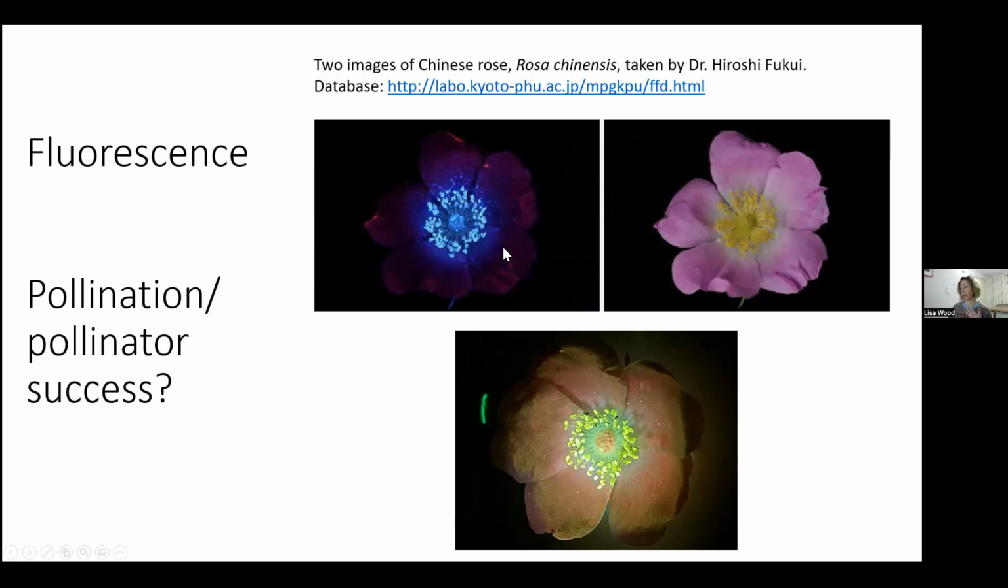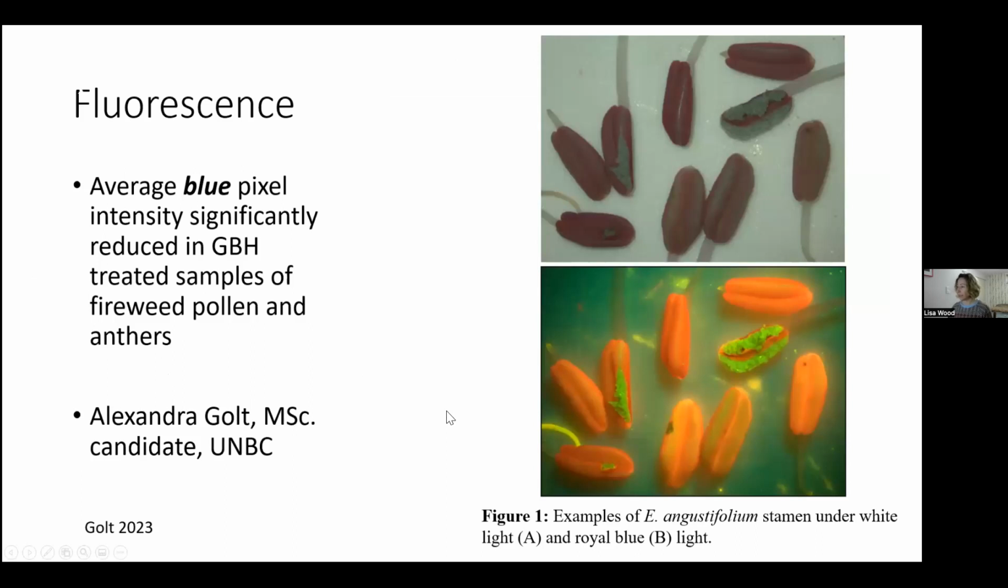So we tried to think about how change in color and change in pollen might actually lead to a change in attractiveness of flowers for different species who need to forage on them. This was an image that Alexander Golt took of Rosa acicularis flower under what we're using for our fluorescent light, which is a royal blue light. And so here's some further images of that. Here's some anthers from fireweed that are photographed under that royal blue light on the bottom. And you can see how they're fluorescing so beautifully compared to just a regular white light, what they look like under the white light of the microscope.